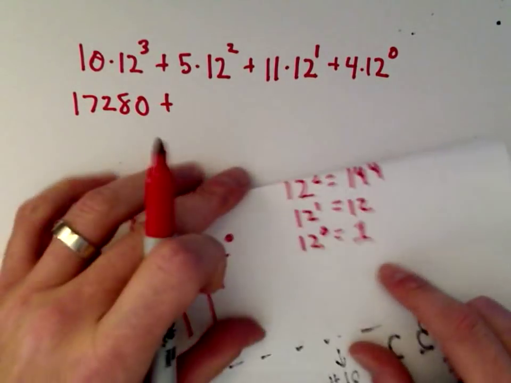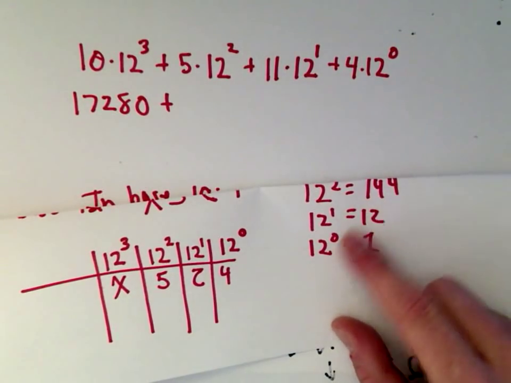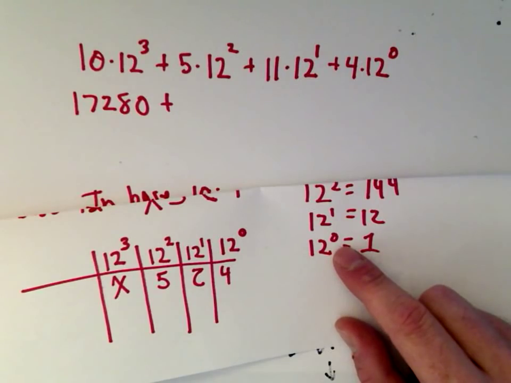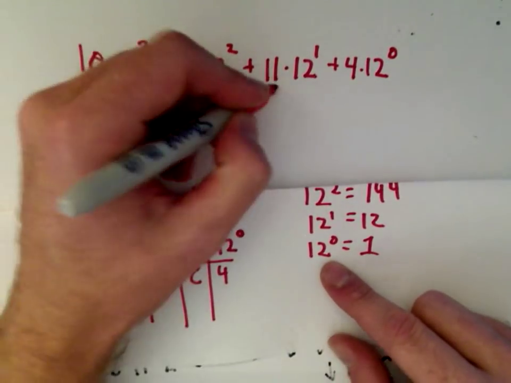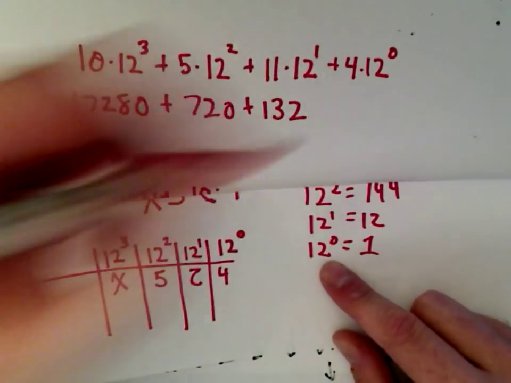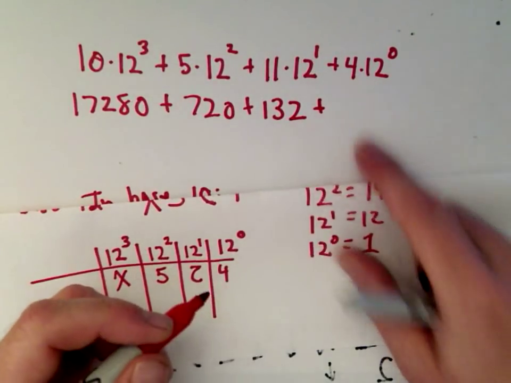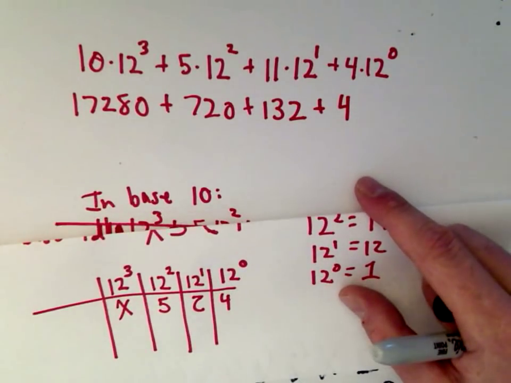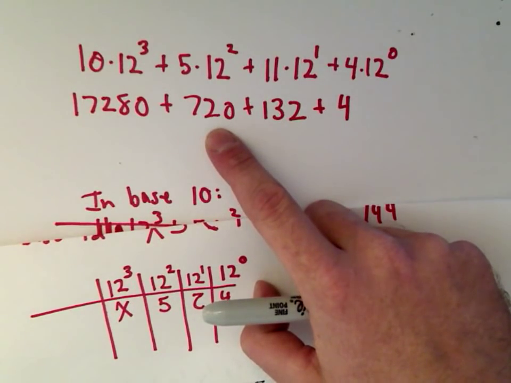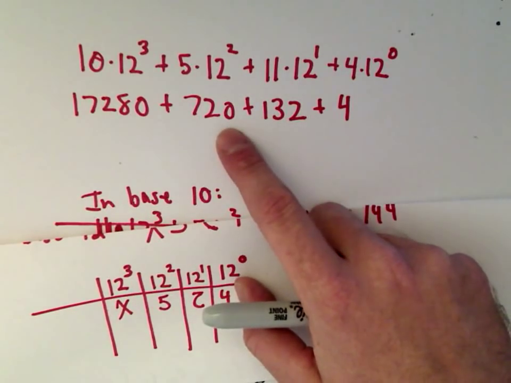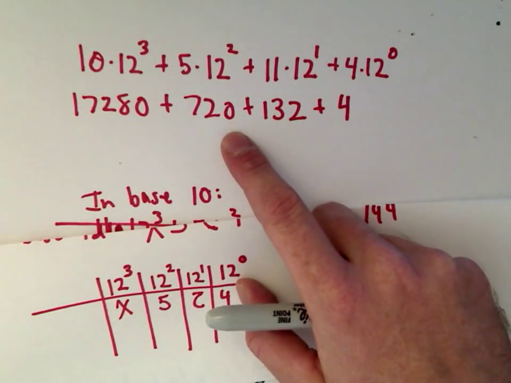Let's see, so we said we've got 5 twelve-squareds, so 5 times 144. I'm going to do this off to the side. 5 times 144 is going to be 720. Then 11 times 12, that's 132. And then we have 4 times 12 to the 0, which is just going to be 4. So again, I'm going to be lazy here. 720 plus 1,280, plus 132, of course, plus 4.